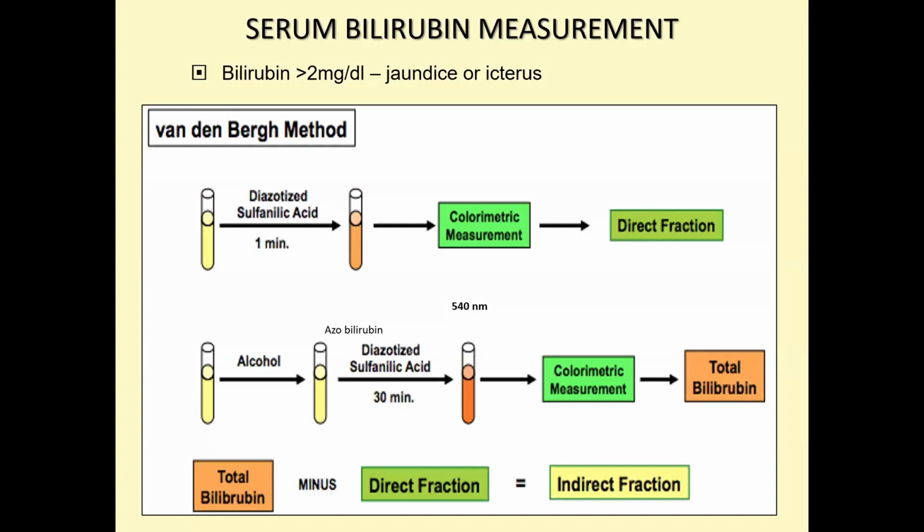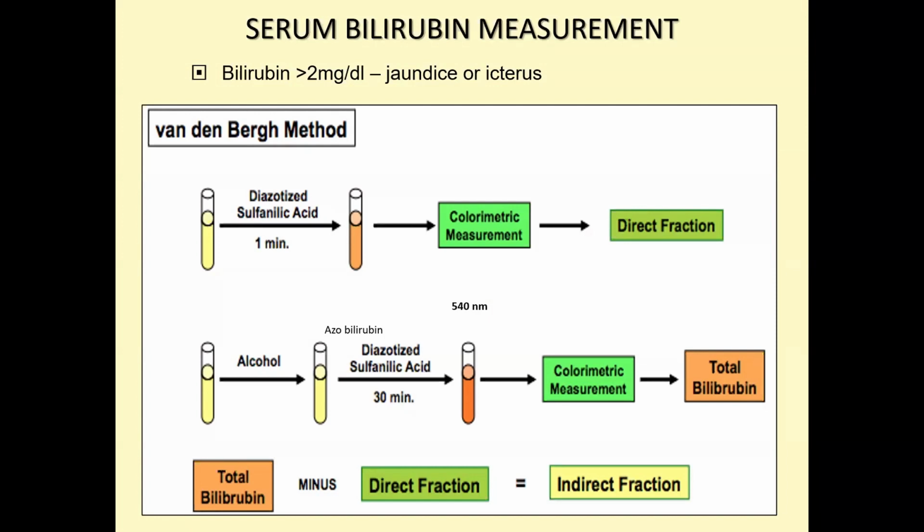For 1 minute, you get a color measured, direct. But if it's indirect, it means unconjugated. Direct means conjugated bilirubin. Indirect means unconjugated bilirubin. Which fraction is more? So you add alcohol, that is the accelerator, or methanol, and sulfanilic acid. The color deepens, and you measure that as the total bilirubin. Total bilirubin minus the direct bilirubin gives the indirect fraction. So indirect is calculated.